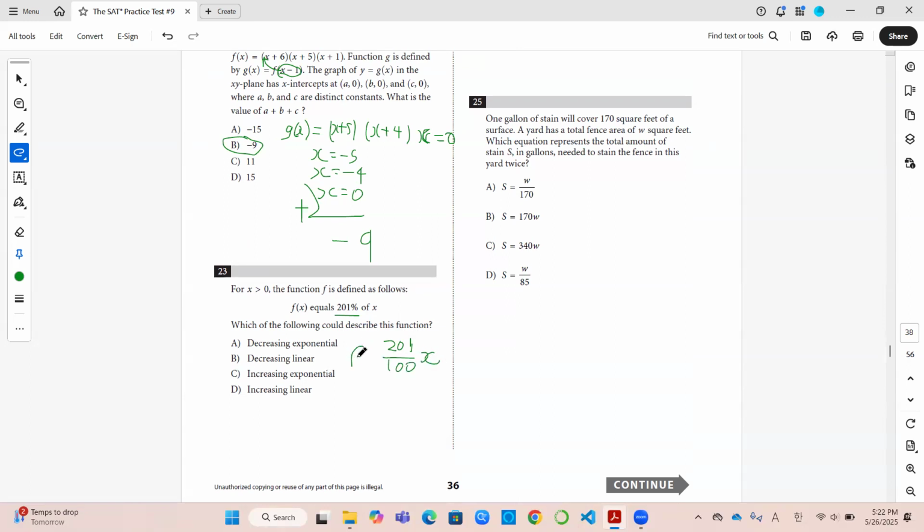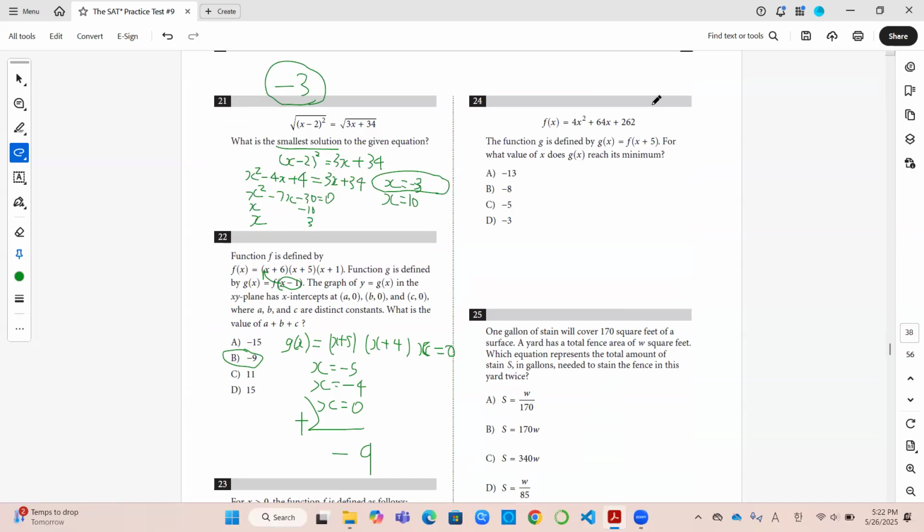So it's a simple linear increasing function, right? This is not decreasing, not exponential, because we don't have this a to the power of x form or e to the power of x form. So the correct answer choice for 23 is D as in David, increasing linear.